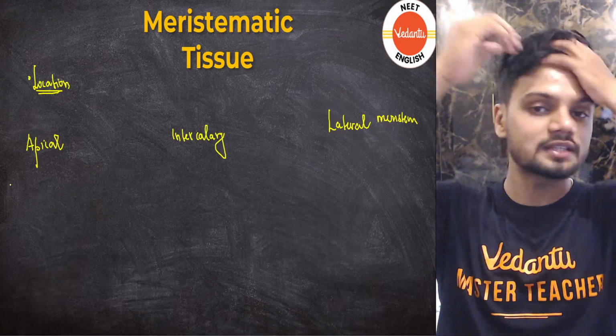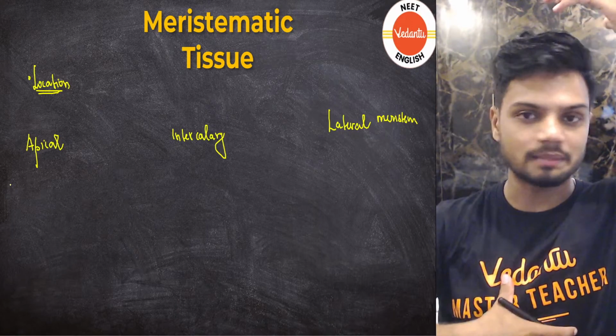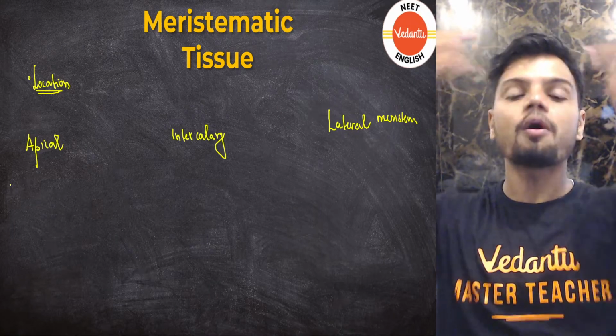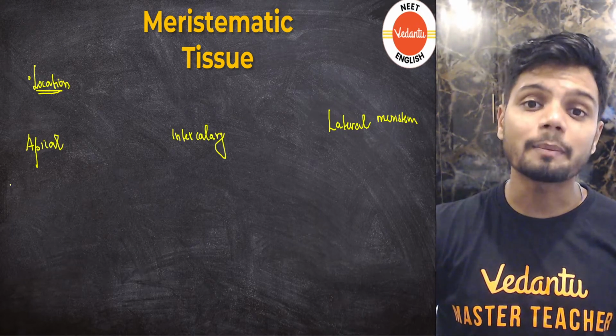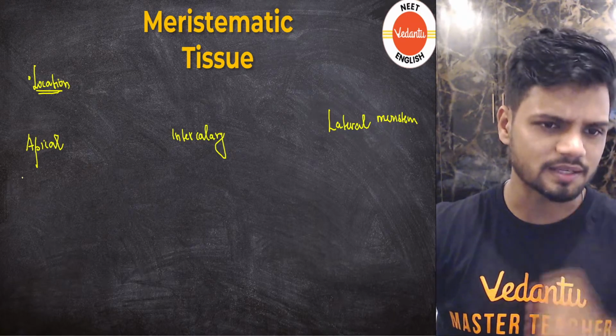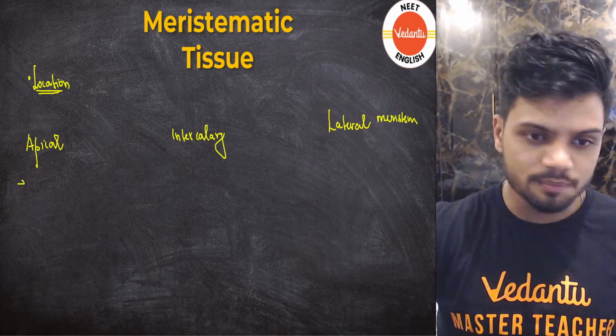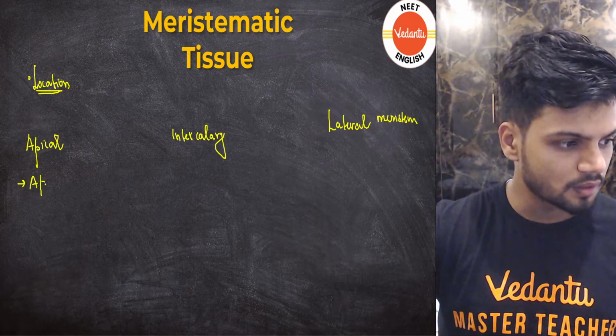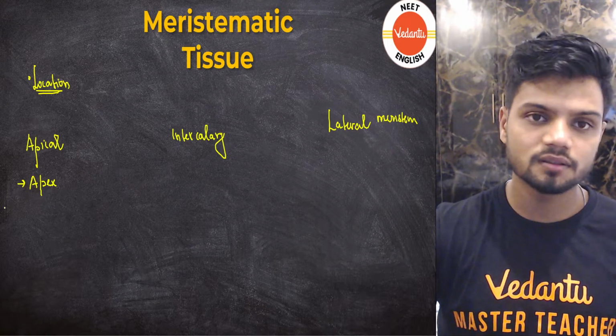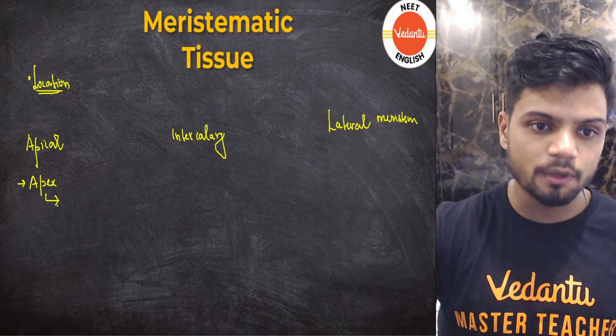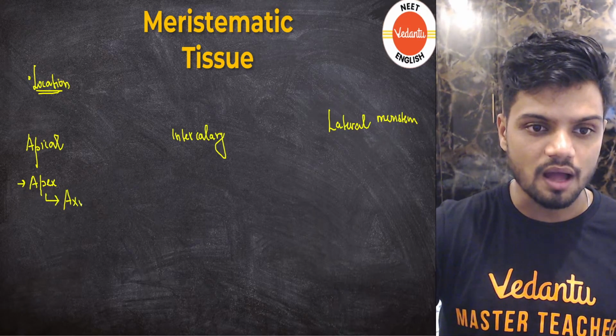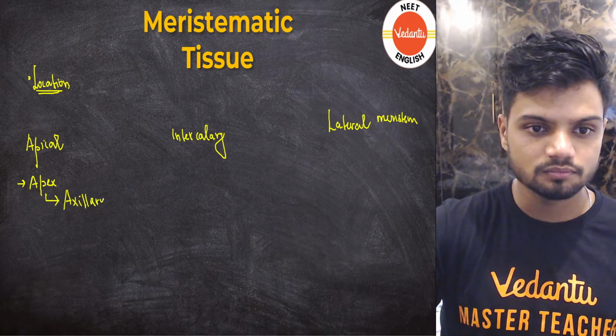This is apex. For example, this is a plant's body. Imagine I'm a plant. On the top of the plant body, you'll find the apical meristem. First of all, it is present at apex. It is also responsible for the axillary bud formation.